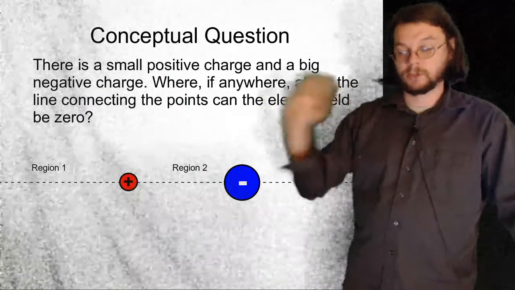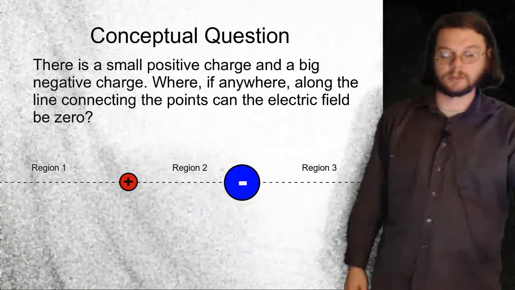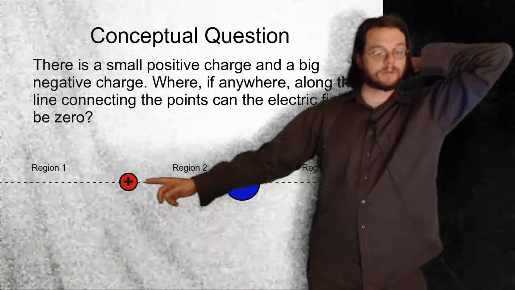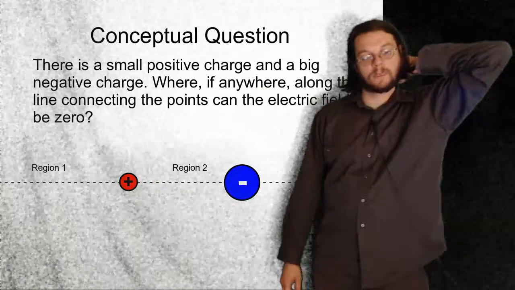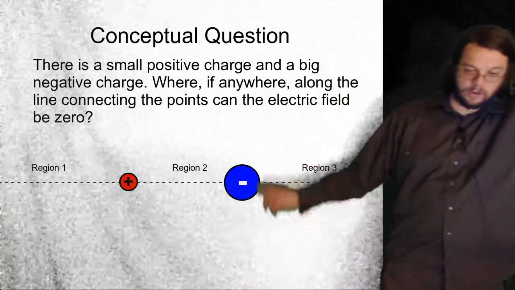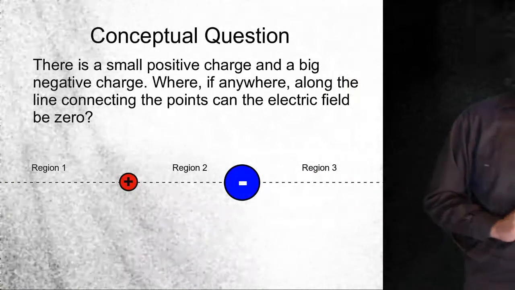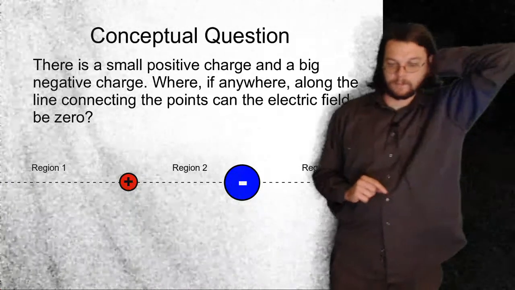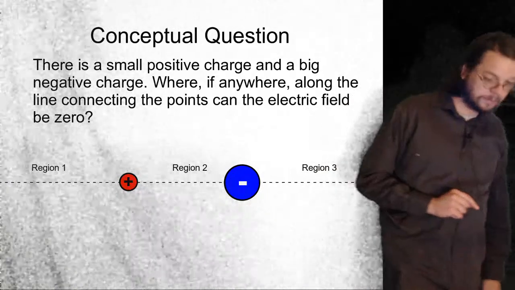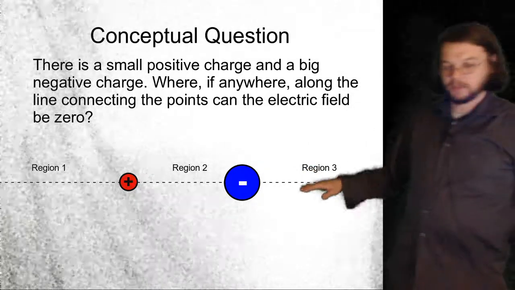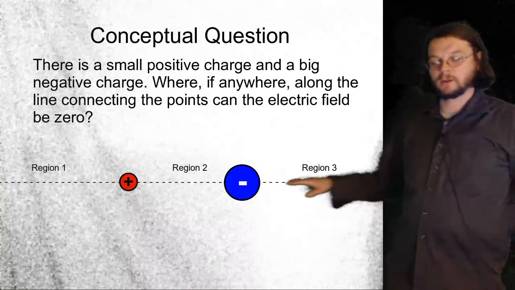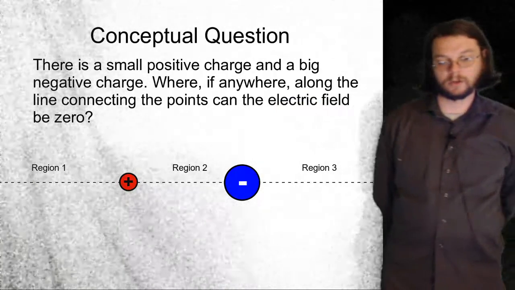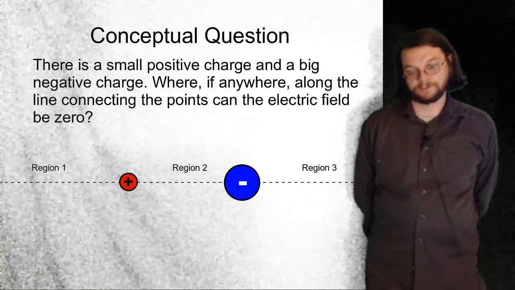Now, this is just a conceptual question. Let's just think about this. So let's say that there's a big beefy negative charge, and there's sort of a smallish positive charge. Where, if anywhere along this line, can the electric field be zero? Let you think about that for a second. It has to be along this line. It's not going to be up here or down here. So somewhere along this line, region 1, 2, or 3, where could the electric field possibly be zero?